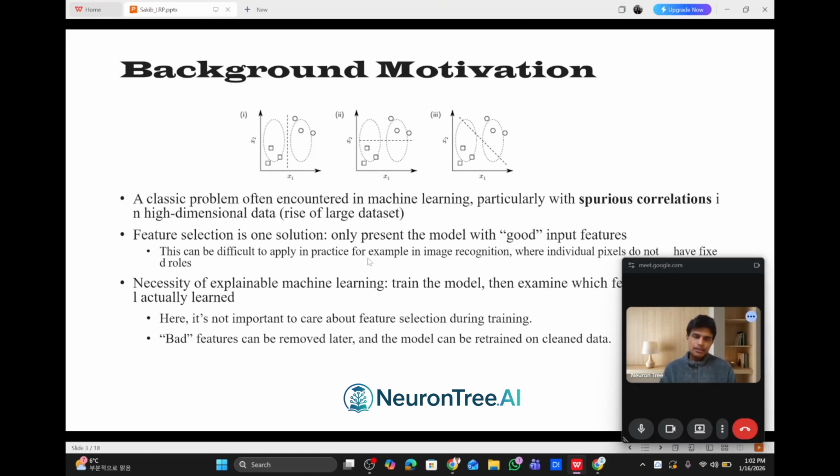In machine learning, a common problem is spurious correlation in high dimensional data. So what is spurious correlation? For example, there are three figures here, 1, 2, and 3. Here, only the first one is correct, but 2 and 3 are wrong. Here, the model classified the data correctly. For cases 2 and 3, the model also classified the data correctly, but in the wrong way.